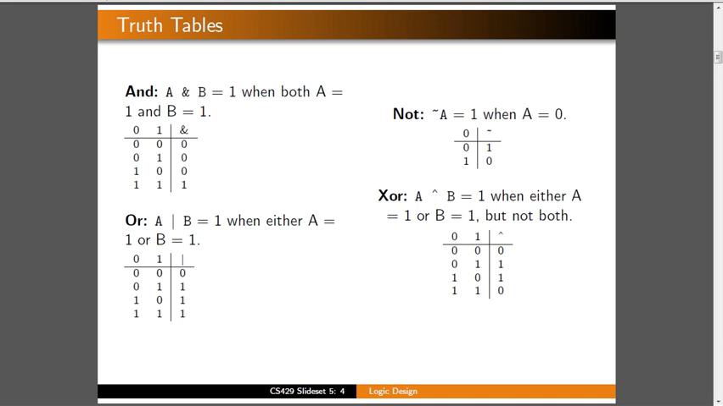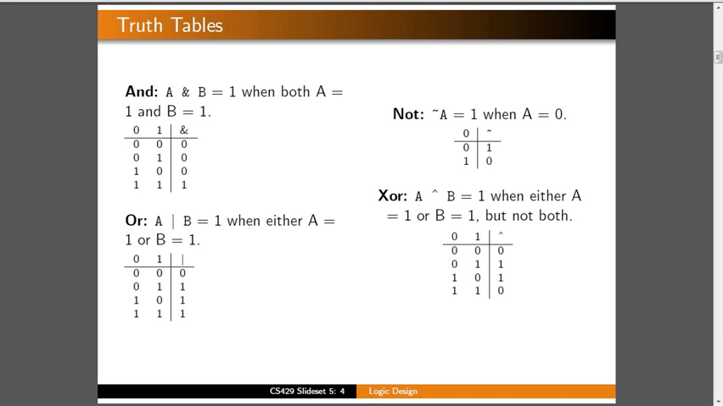Then there is the NOT operation, where NOT A equals 1 when A equals 0. That means reversing or inverting the bits, so 0 becomes 1 and 1 becomes 0. Then the XOR operation, A XOR B equals 1 when either A equals 1 or B equals 1, but not both.